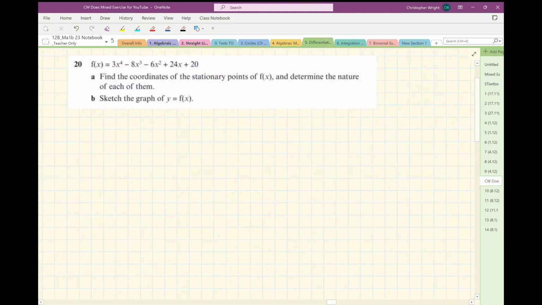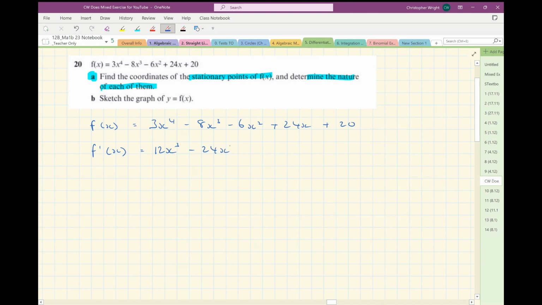Right, question 20. In part A, I need to find the coordinates of the stationary points and determine their nature. Right, let's have a look. So we'll start by writing down the function: 3x to the power 4 minus 8x cubed minus 6x squared plus 24x plus 20. Now I'll differentiate that to give me 12x cubed minus 24x squared minus 12x plus 24.